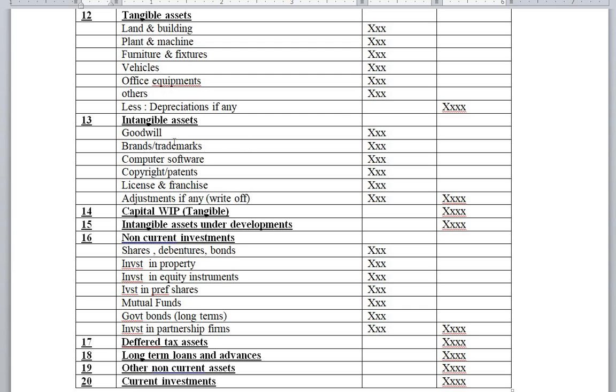Okay. And next one is intangible assets. Any intangible assets like goodwill, copyright, patent, license and franchise, everything should be treated as intangible asset. And in the same way of tangible asset, if there is any adjustments like goodwill written off or any such adjustments given, that should be made here in the working note and then should be transferred back to the balance sheet format.